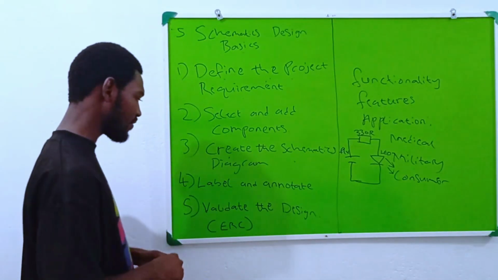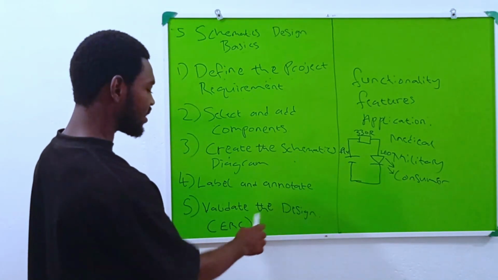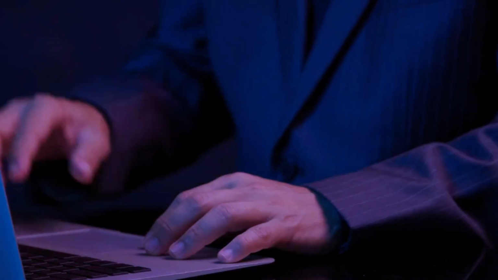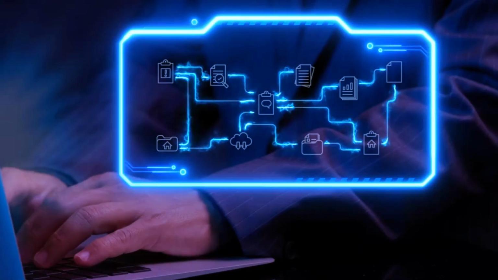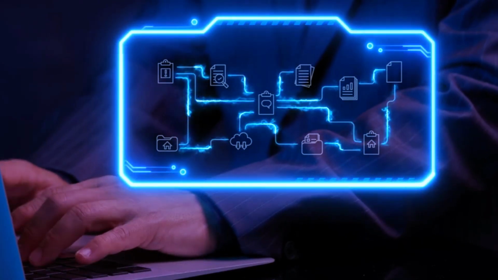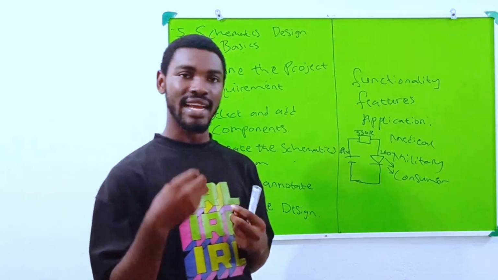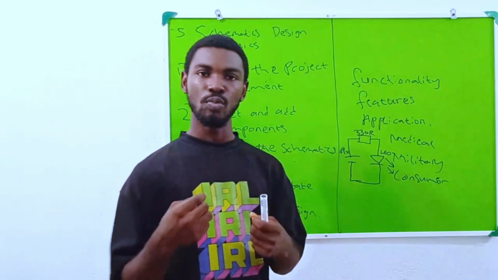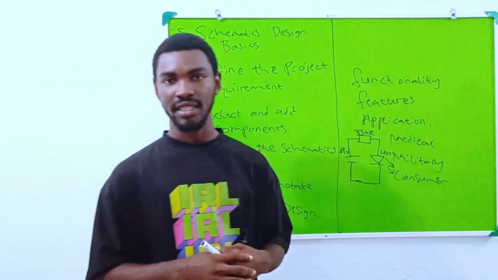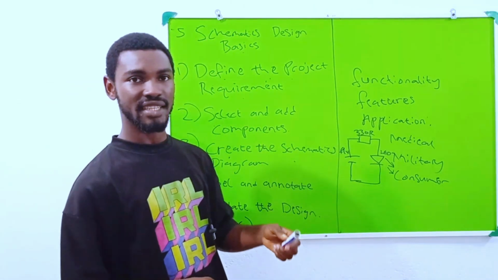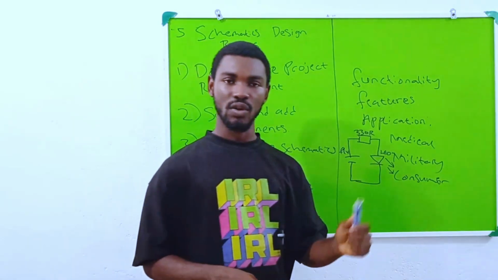Then the last one I have here on my list is validate the design using ERC, that is electric rule check. Validate your design. Design validation is very important because it can help to catch errors before you move into your PCB layout phase. It can help to catch errors, either missing pins or nets that are not connected.